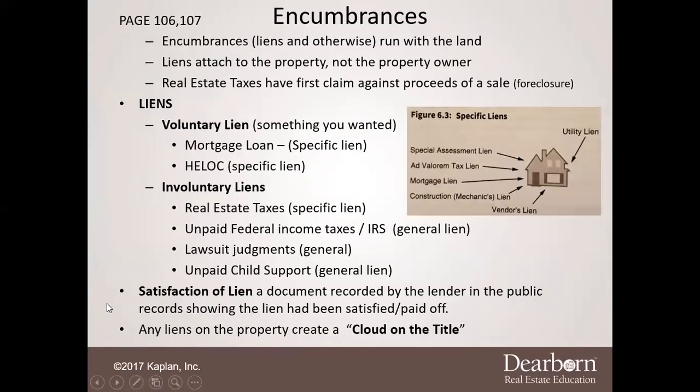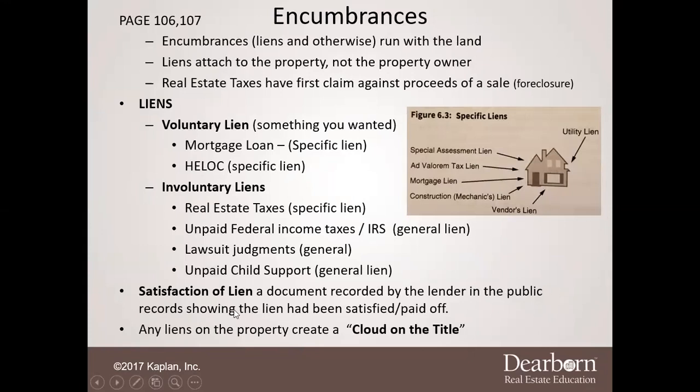And any lien on the property creates a cloud on the title. Okay, what do I mean by cloud on the title? Well, anytime you hear that term, think of the cartoons when you were growing up as a kid. You ever see a cartoon that had a dark thunderstorm hovering over one person's house? It was spooky. Well, think of it that way. Would you want to buy a house that has that dark thunderstorm cloud hovering over it? Or is that an indication that there may be a problem with that house?